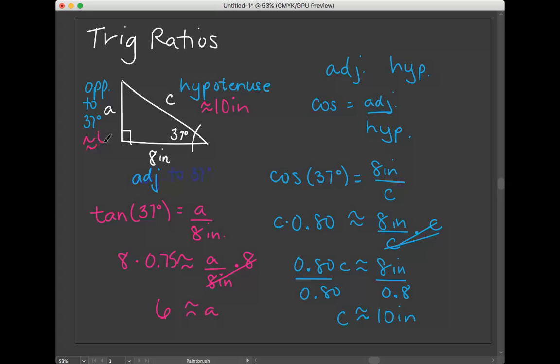Again, these are very much approximations. I have rounded these numbers here. My ratios that I got out of my calculator have been rounded, which means that every time I round, I get less precise and further away from the correct answer. But that is one way we can find the missing sides of a right triangle.